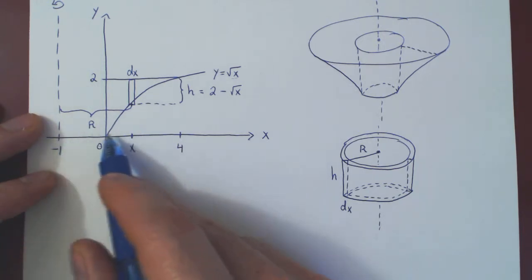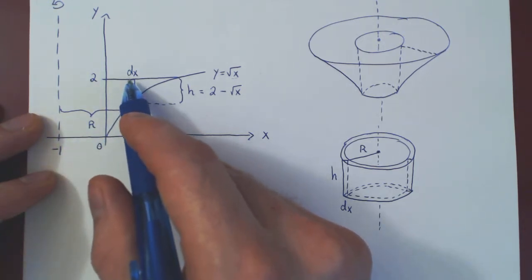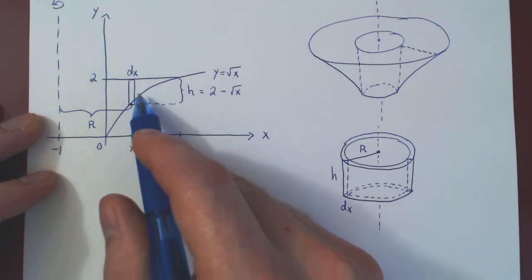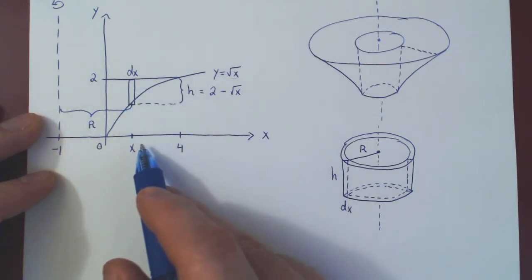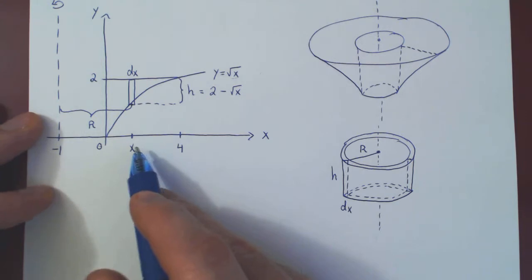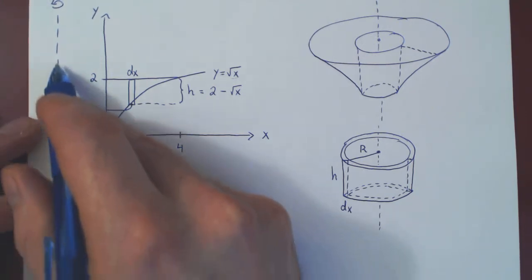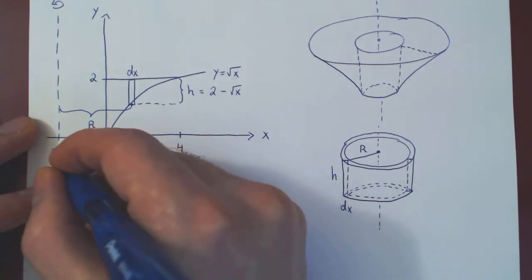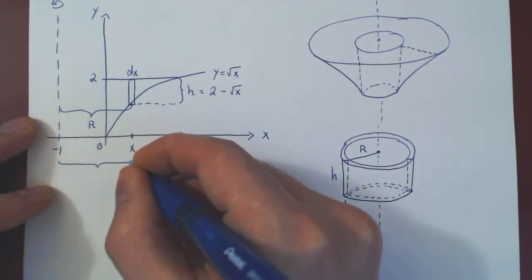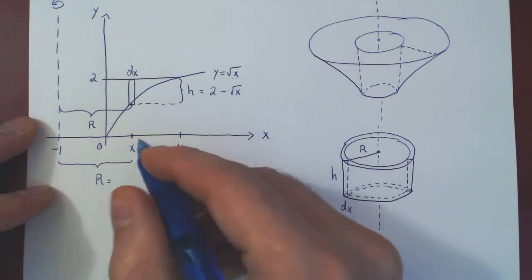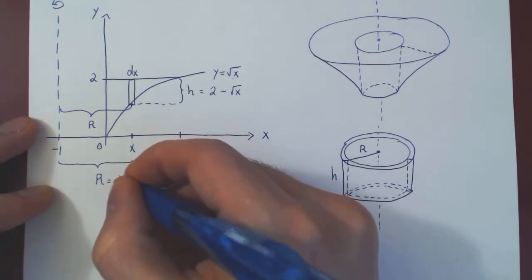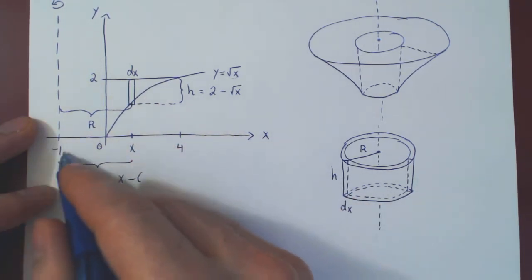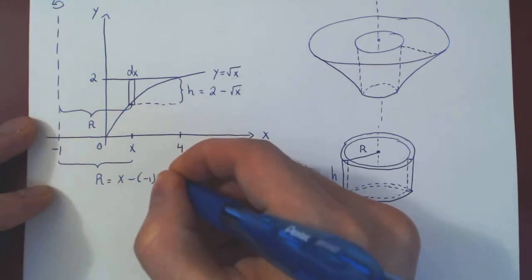and to find the length of this segment we need the bigger x value, but the rectangle is a generic rectangle and is positioned along the x-axis, so the x value here is x, and the left-hand point is simply the axis of revolution where x is -1. So the length of this segment is quite simply x, larger x value minus the smaller x value of -1, which is simply x plus 1.